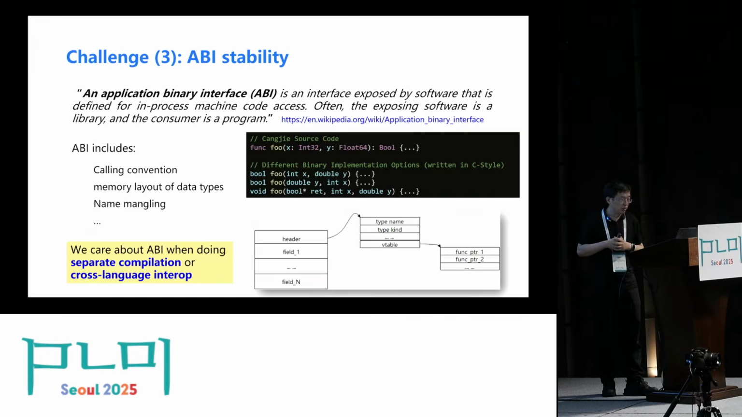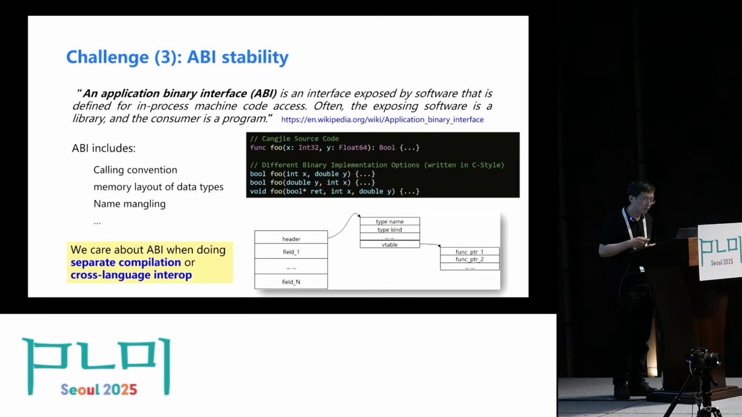The third issue is ABI stability. High-level languages promise that we have a better abstraction. People usually don't need to worry about this low-level implementation detail. But if we care about separate compilation, or if we work on cross-language interoperation, we have to understand this binary format, including the calling convention, memory layout of data types, or even name mangling.